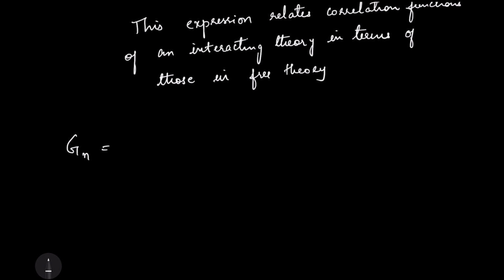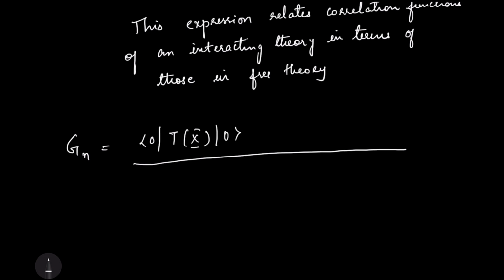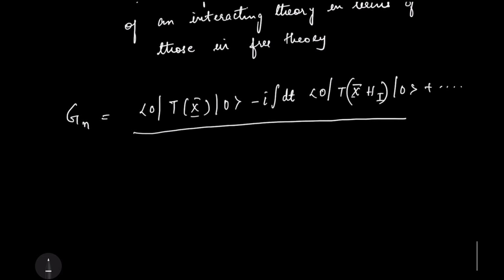So I can write Gn as, okay, first I will write the numerator. Then I have to write time ordering of x bar, right? Then minus i integral dt, I have time ordering of x bar Hi, right? Plus etc. Other terms will also be there, 1 by 2 factorial plus etc. And in the denominator I have 1 minus i integral dt 0 time ordering of Hi plus the other terms.